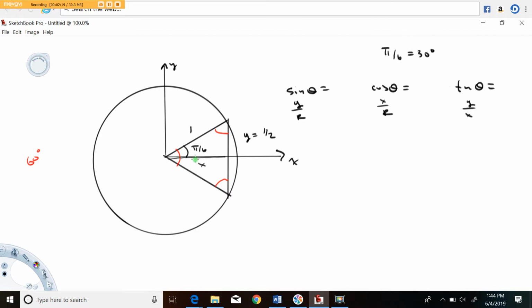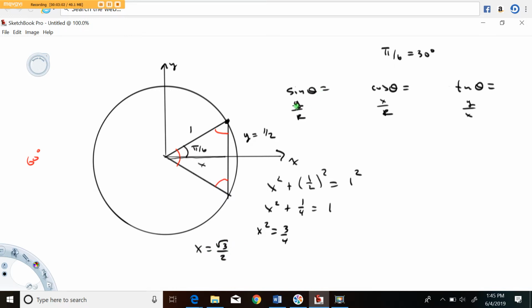So from this triangle now, right here, we can say that x squared plus this guy, 1/2 squared, is equal to the radius squared. And now we'll just solve this for x. This is going to be x squared plus 1/4 equals 1. So x squared equals 3/4 by the time you take 1 minus 1/4. And when you square root both sides, we get x equals root 3 over 2. So at this point right here, we know that y is 1/2 and x is root 3 over 2.